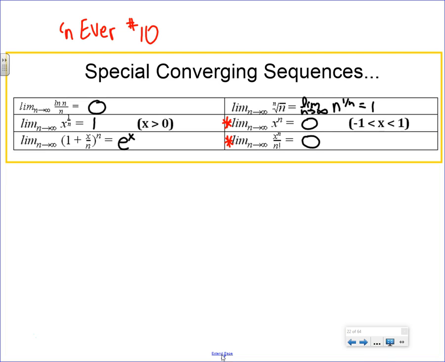It's fairly important. This one with e is also fairly important. You guys have seen it before. This one you can figure out on your own. I think this one, not so sure you could figure out that infinity to the 1 over infinity is 1. That seems a little iffy, but anyway, we'll get back to that as we need it. So, endeavor number 10.